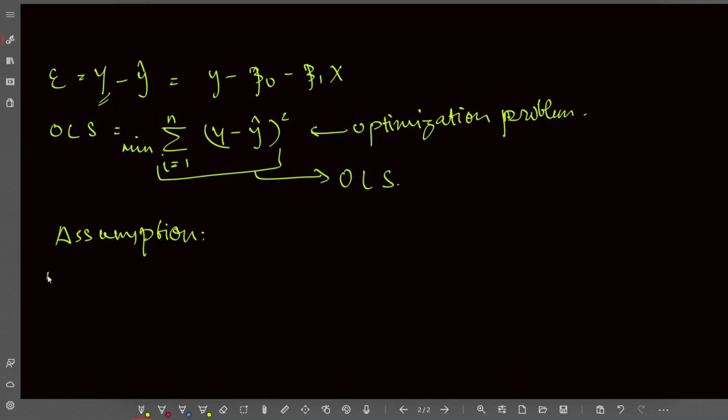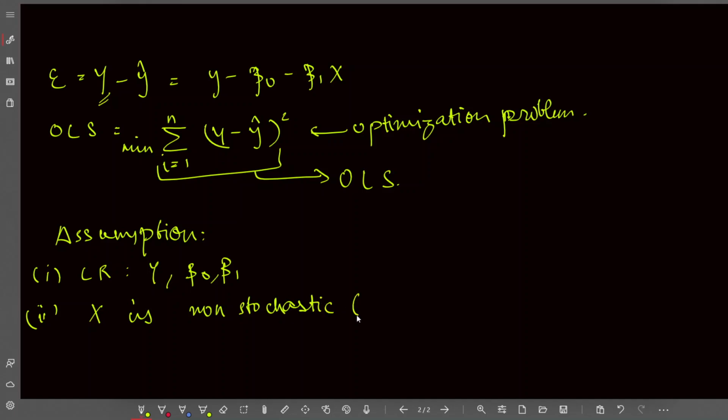Okay, so first off is that the linear regression relationship exists between y, beta naught, and beta 1. You're trying to establish a relationship between y and x by finding the parameters beta naught and beta 1. The second one is that x, your independent variable, is non-stochastic, which means that it's deterministic.